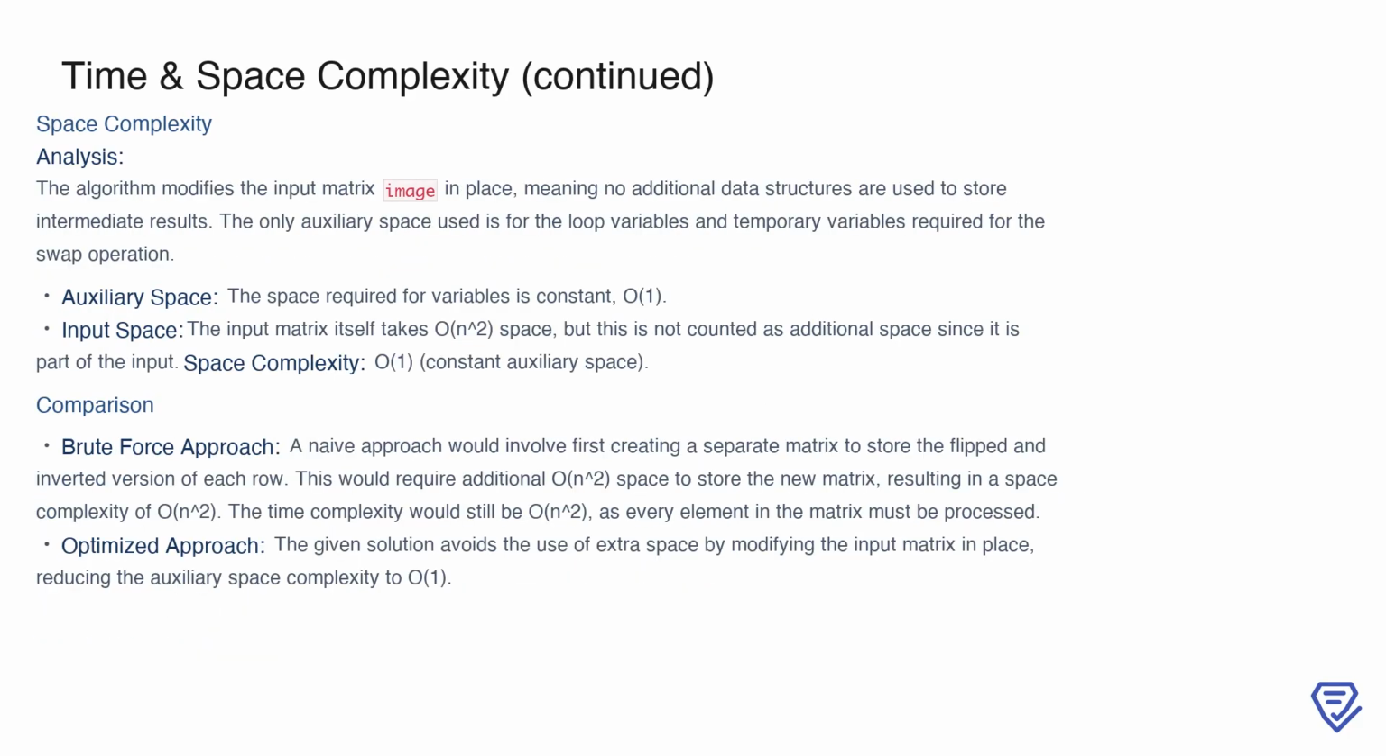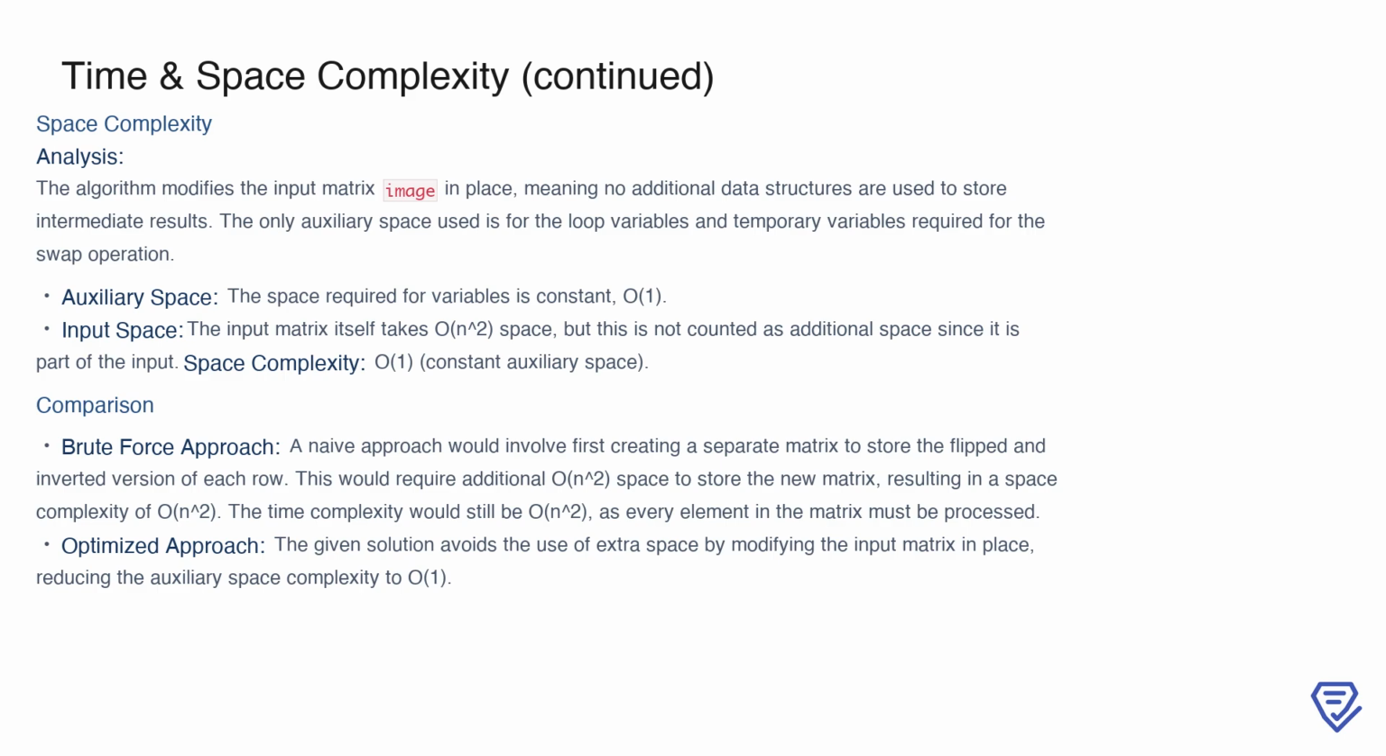Now let's consider the space complexity of this algorithm. The key insight is that the algorithm operates directly on the input matrix, modifying it in place. This eliminates the need for any additional data structures to store intermediate results. The only extra space used is for loop variables and a temporary variable for the swap operation, all of which require constant space, or O(1).